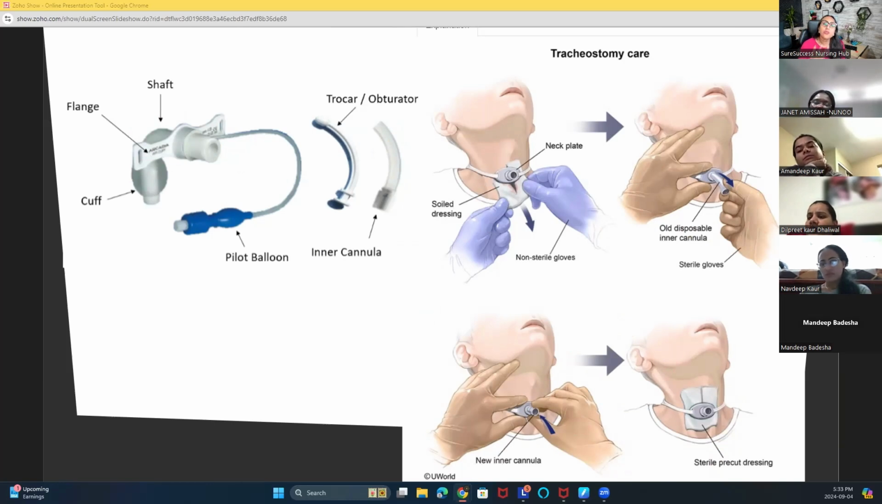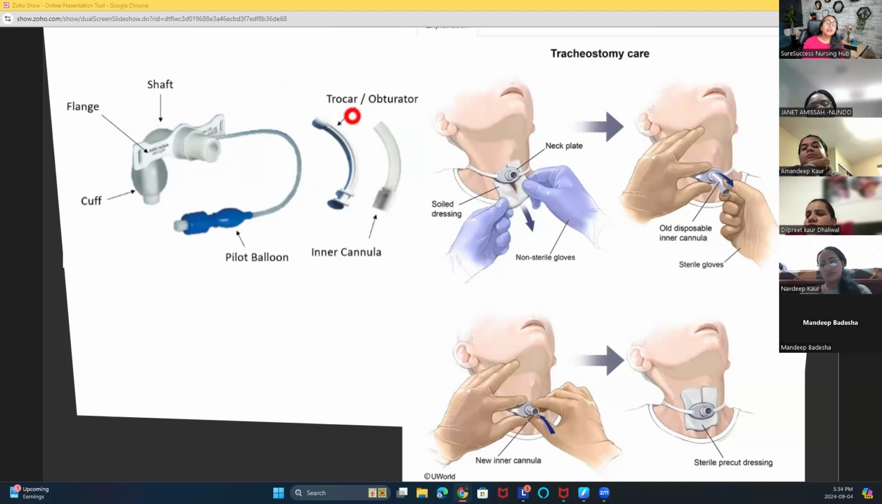What happens if, for example, the patient's balloon is deflated, not inflated, and he coughs out the tracheostomy, the whole tracheostomy set is out? What will you do? You will insert it back. But how will you insert it back? You need the obturator. Obturator means a guide. You will insert it into the tracheostomy, put it into the patient's stoma, and then immediately remove the obturator, because the patient can't breathe when it is inside.